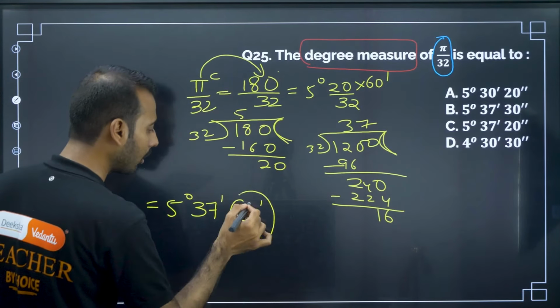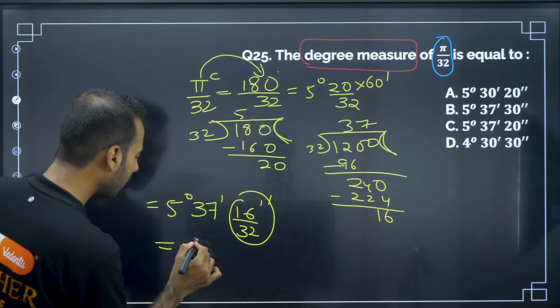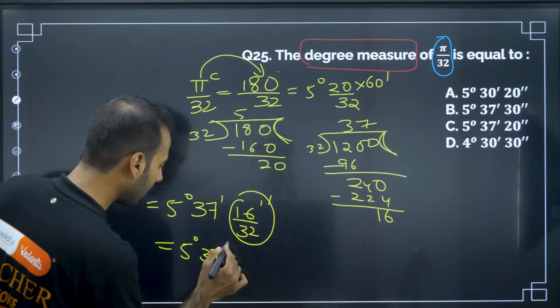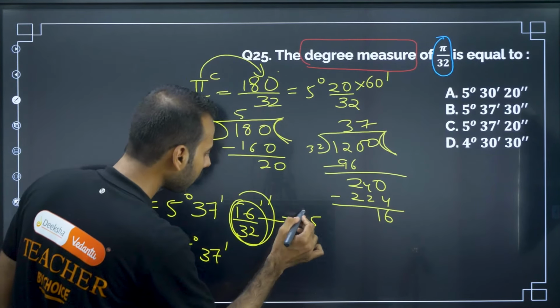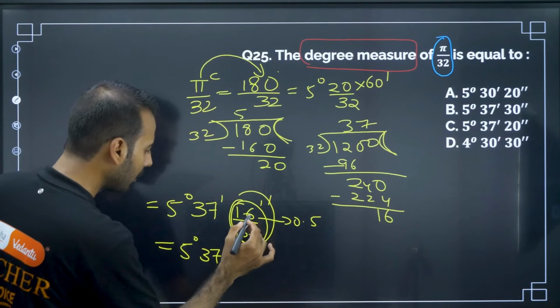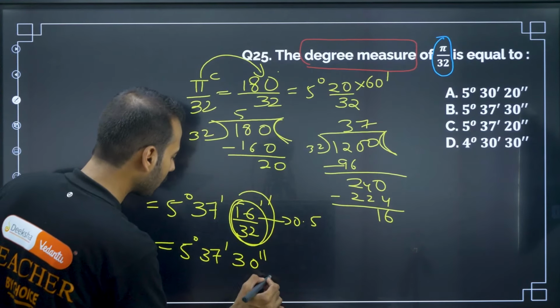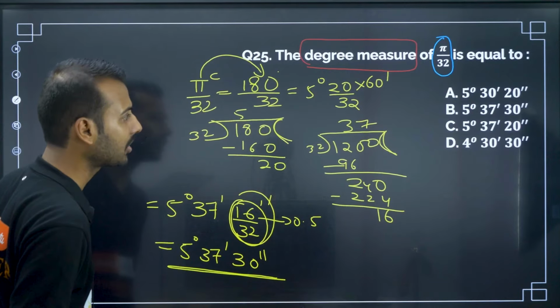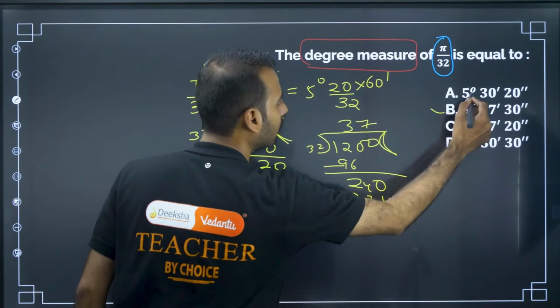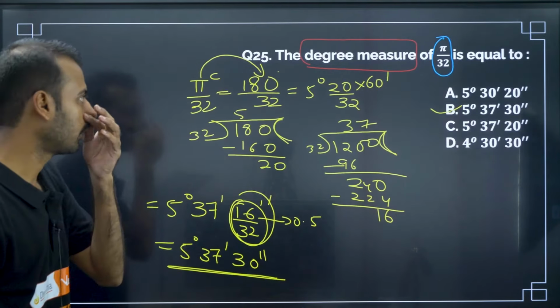For this, if I convert to seconds, 5 degrees, 37 minutes, this is 0.5 minute. If I write in seconds, this becomes 30 seconds. So is there any option? 5 degrees, 37 minutes and 30 seconds? Yes, B is the answer. Moving on to next. See, this was a very easy question.